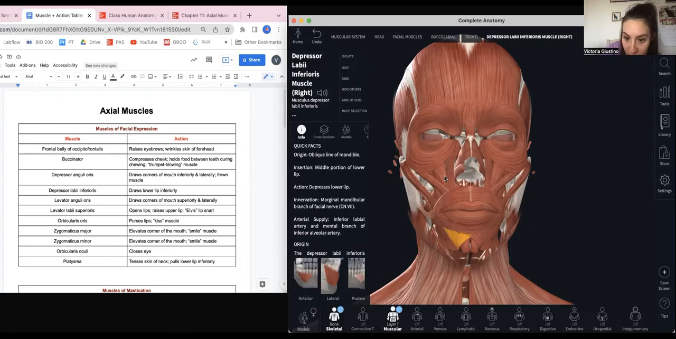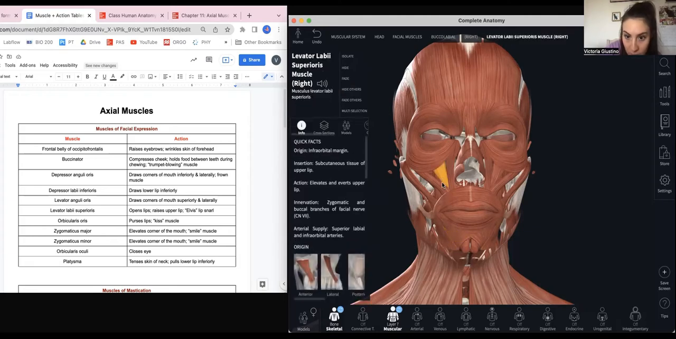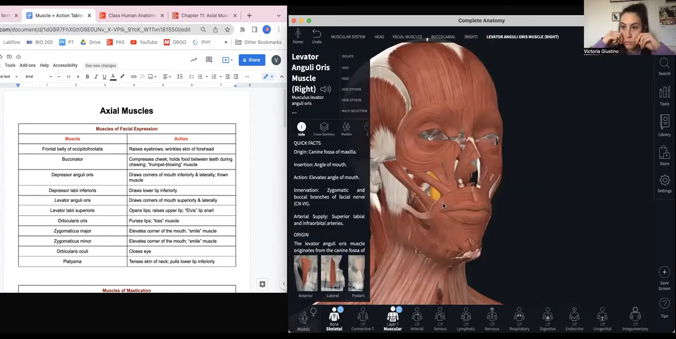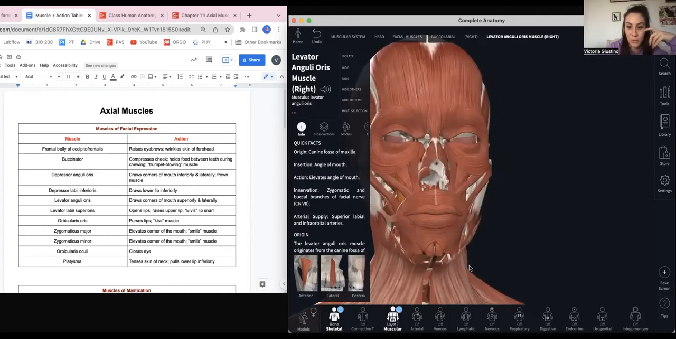So starting with your levator anguli oris, it's going to originate on your maxilla up here, and it's going to insert right into the angle of your mouth. If you can imagine a rope pulling, that one's going to pull the corners of your mouth superiorly and laterally. So that's your levator anguli oris, similar to the depressor anguli oris.